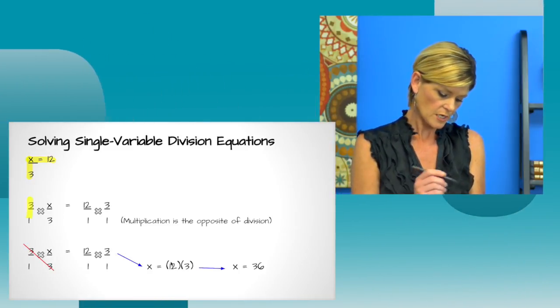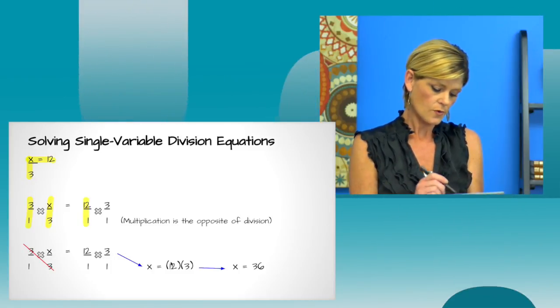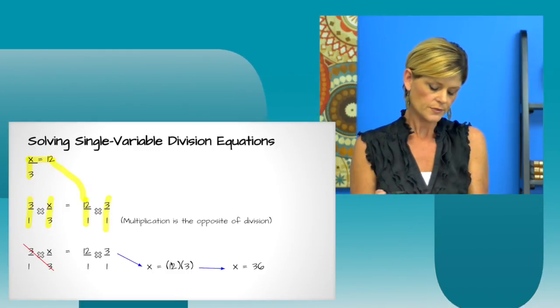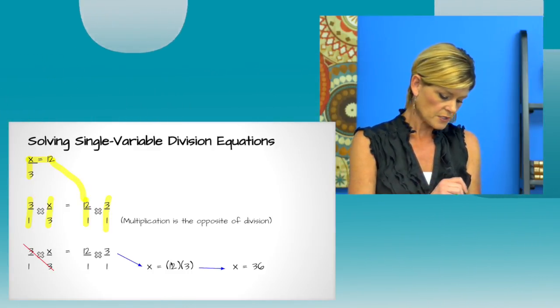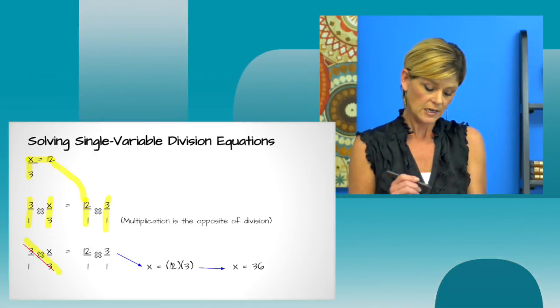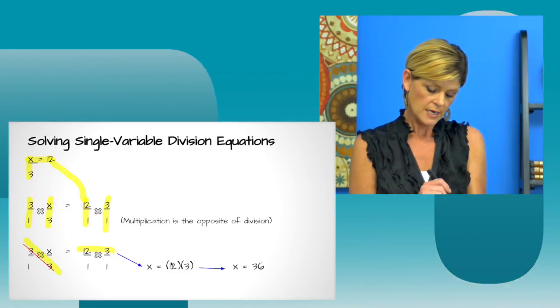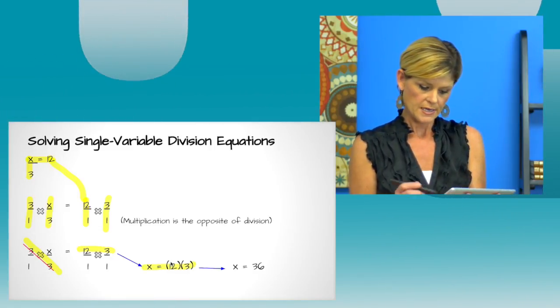So we have 3 over 1 times x over 3, and 12 over 1 times 3 over 1. I just made this 12 over 1. Then I just do the math. Cancel out my 3's here, which leaves the x isolated. Then I do the multiplication problem, 12 times 3, and I have x equals 12 times 3, and x is going to equal 36.